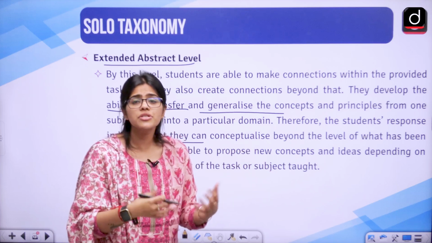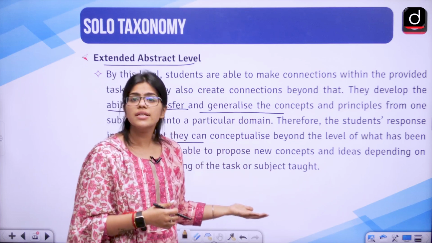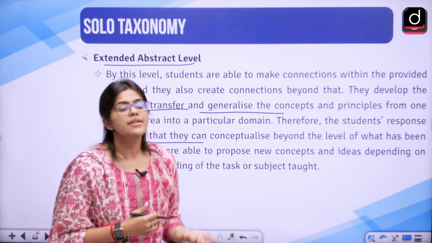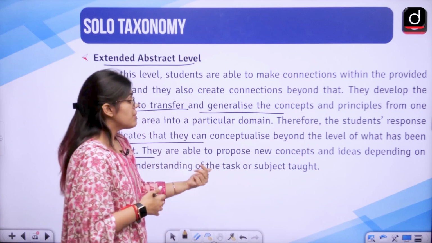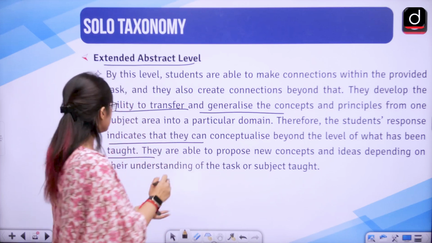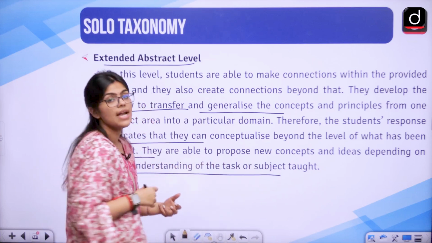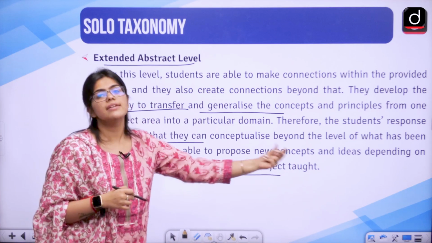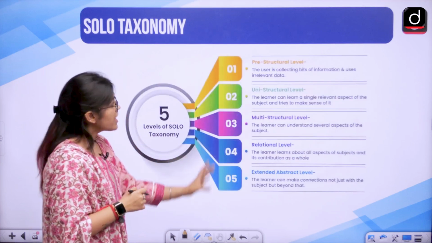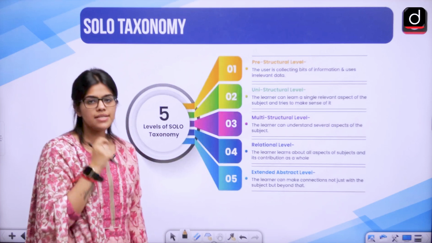What is construction? Just as a building is constructed, the knowledge of the child is also constructed, right? So they are able to propose new concepts, new ideas depending on their own understanding of the subject that is taught to them. So I hope this is clear. There are 5 steps. To sum up, let us study.